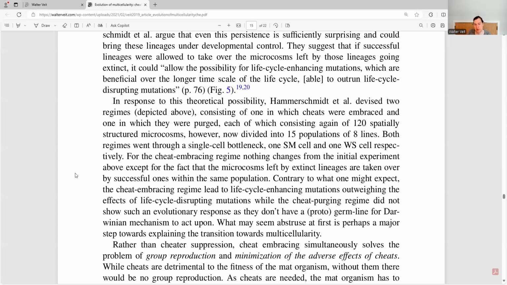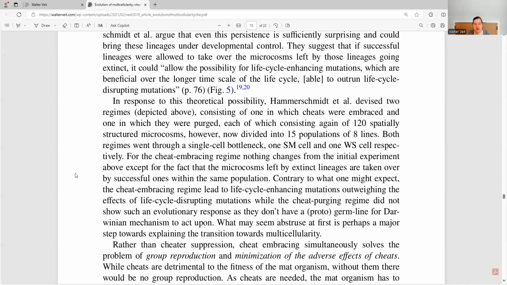devised 2 regimes depicted above, consisting of one in which cheats were embraced and one in which they were purged, each of which consisting again of 120 spatially structured microcosms, however now divided into 15 populations of 8 lines. Both regimes went through a single cell bottleneck, one SM cell and one Wrinkly Spreader cell, respectively. For the cheat-embracing regime, nothing changes from the initial experiment above, except for the fact that the microcosms left by extinct lineages are taken over by successful ones within the same population.